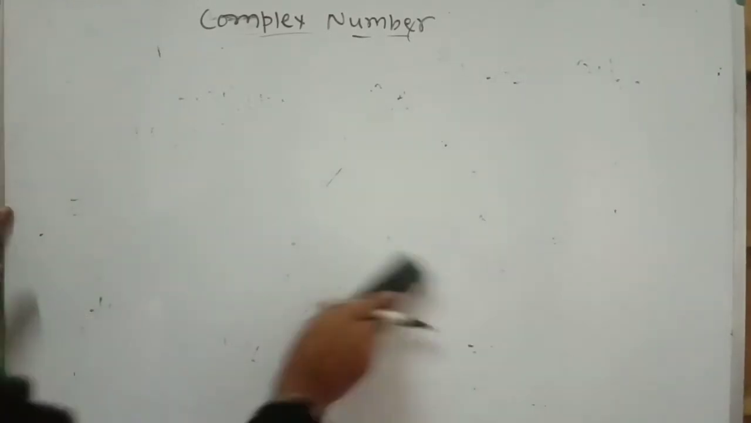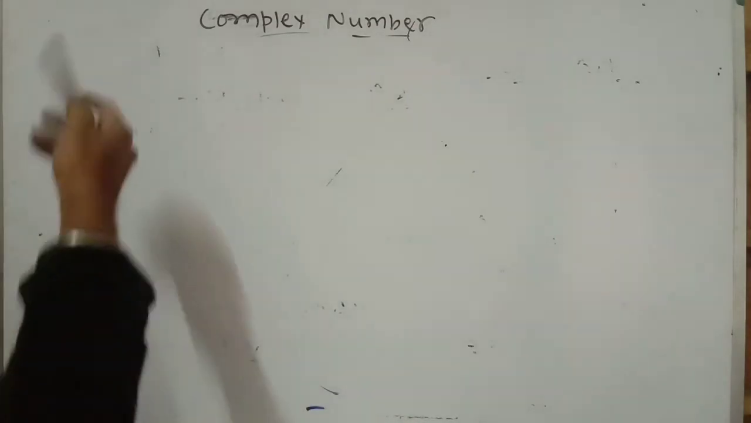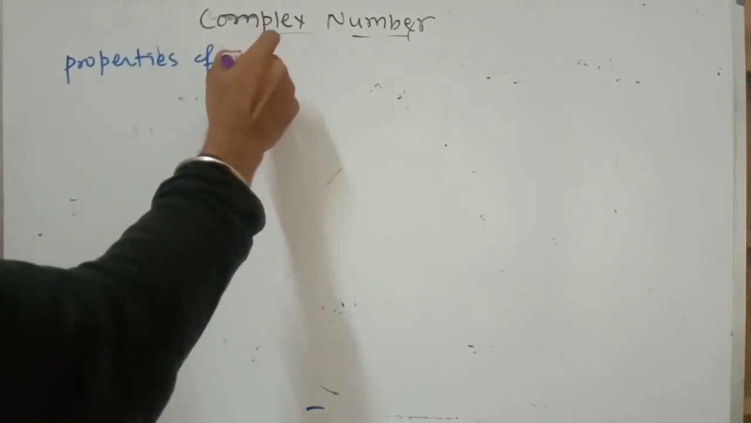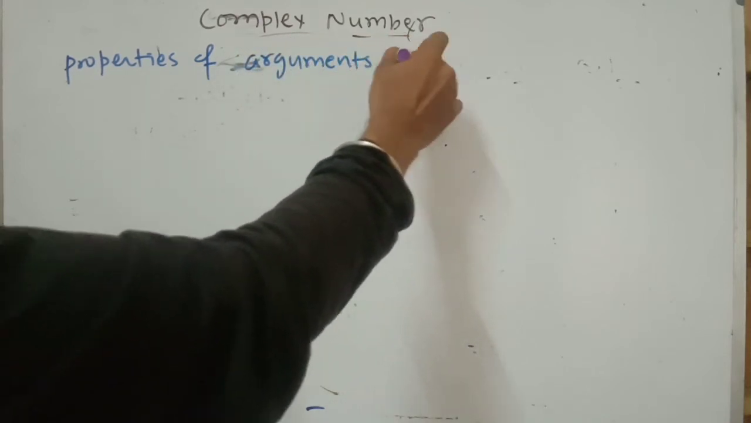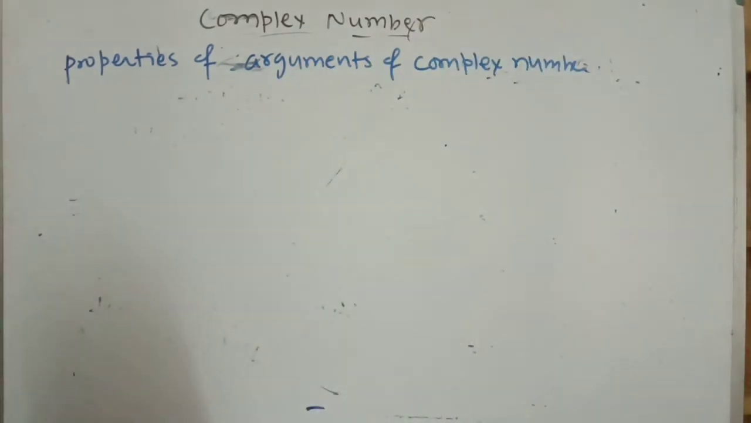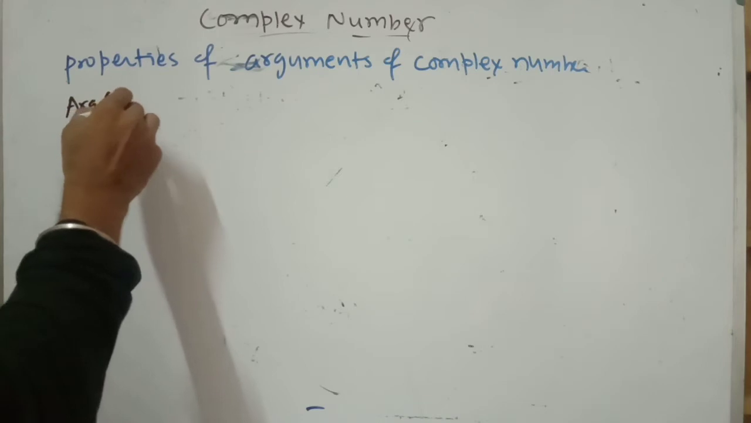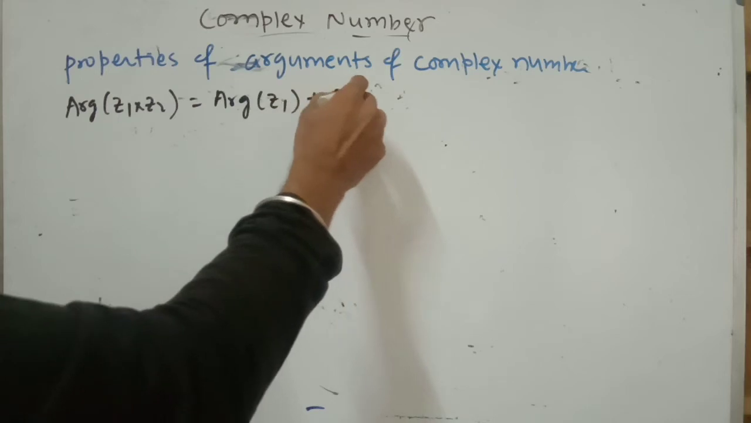argument of complex number. So you can write here: properties of argument of complex number. The first property is argument of z1 into z2 equals argument z1 plus argument z2.